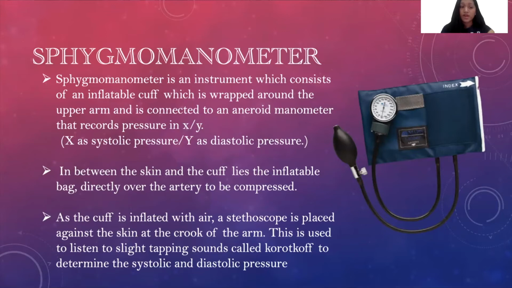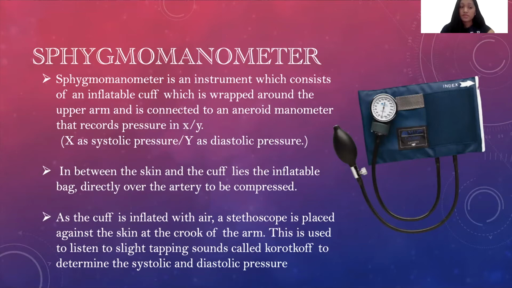So in here, the artery is occluded by the inflatable cuff by means of a rubber squeeze valve to a pressure in excess of the arterial systolic pressure. As the cuff is inflated with air, a stethoscope is placed against the skin at the crook of the arm. This is used to listen to slight tapping sounds called Korotkoff sounds to determine the systolic and diastolic pressure.